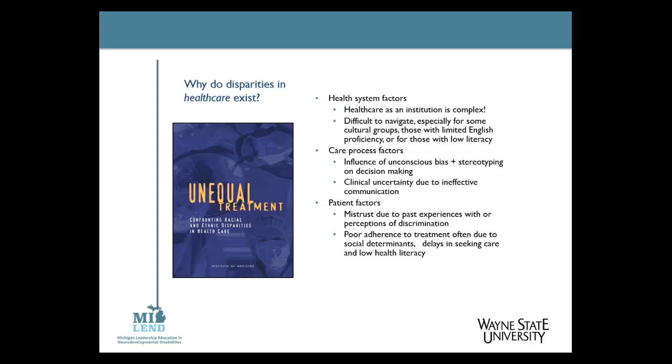And then we can multiply that when we think about people that may have limited English proficiency or low levels of literacy. In addition, however, to the patient-level factors and the health system factors, they identified a third area, which we call care process factors. And this relates to what we as providers and professionals might contribute to the equation. This has to do with things like unconscious bias and stereotyping in our decision making, or communicating in a way that is not sensitive to the unique needs of a diverse population.